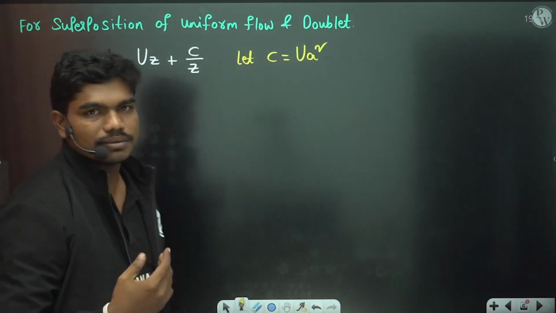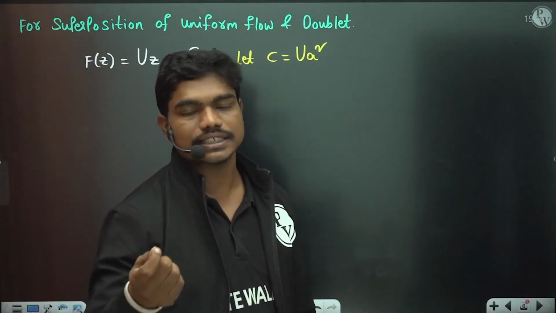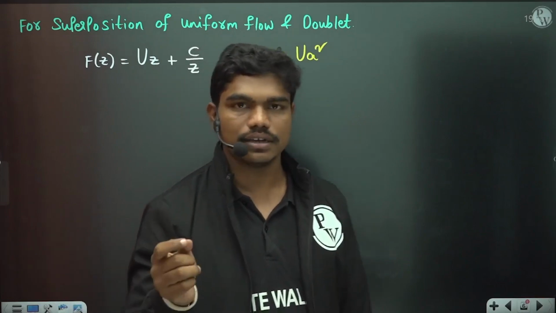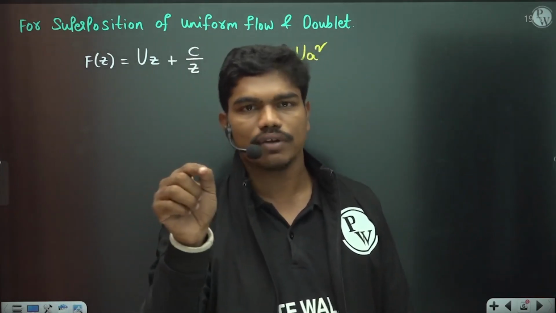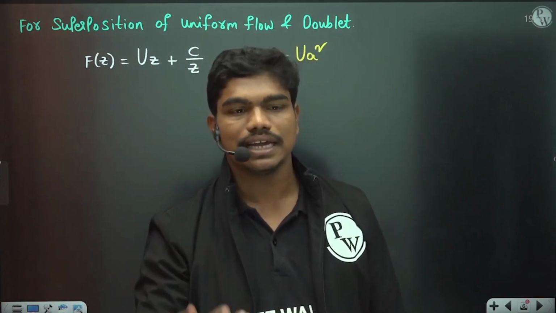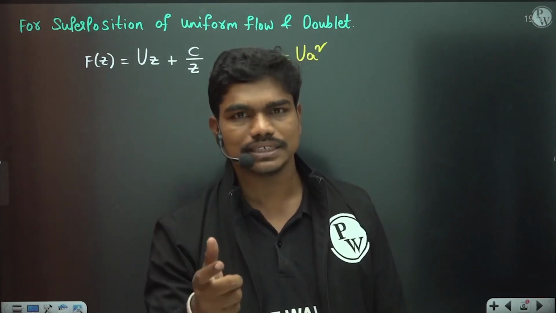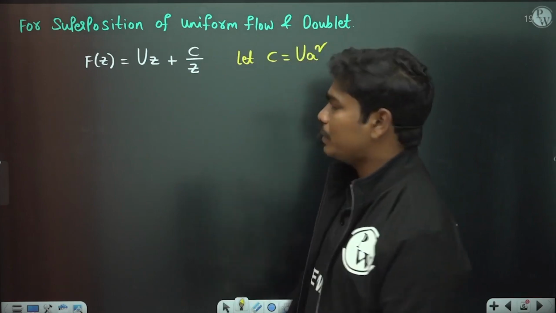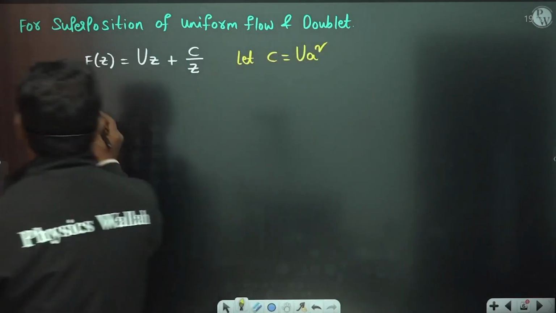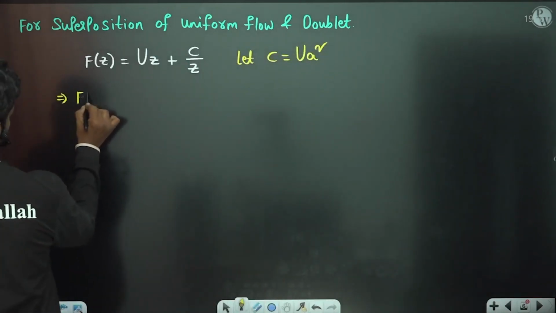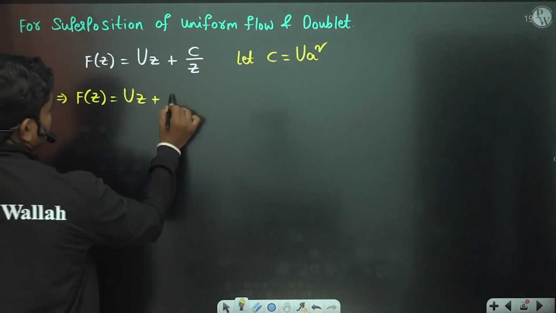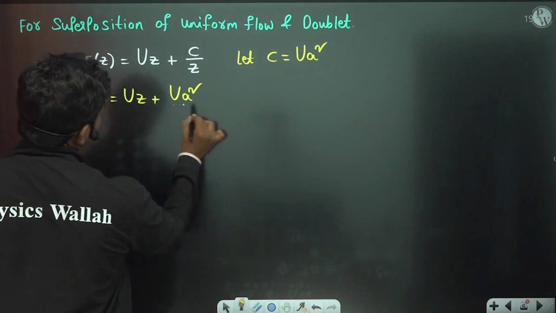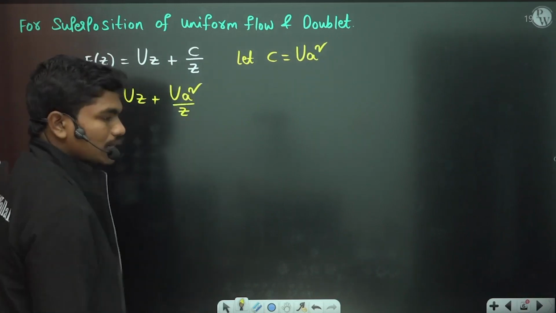Normally this constant is nothing but M into epsilon. If you see yesterday's class, it is the strength of a source or sink into this epsilon. So that M into epsilon we have written as C into pi, like that. Okay, so C is some constant which can be adjusted, so I'm writing C as U into A square. Then F of Z becomes U times Z, because this is for the uniform flow, plus U times A square by Z. This is the total complex potential function.